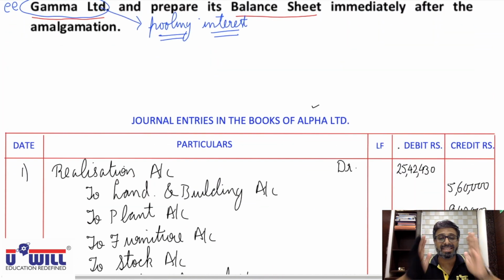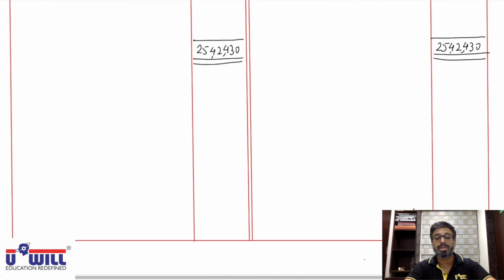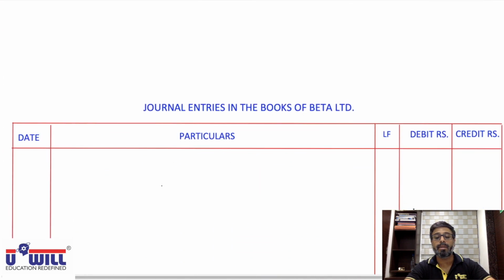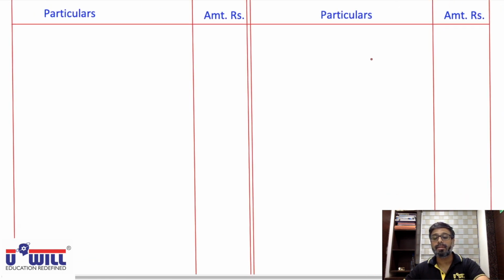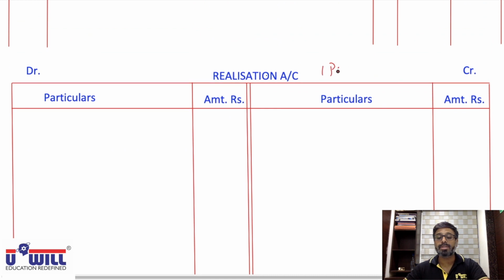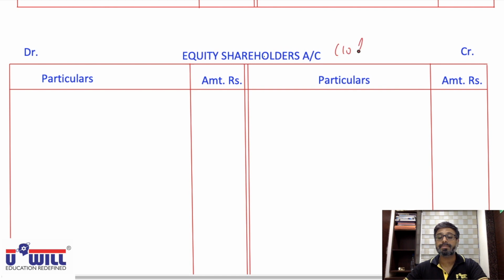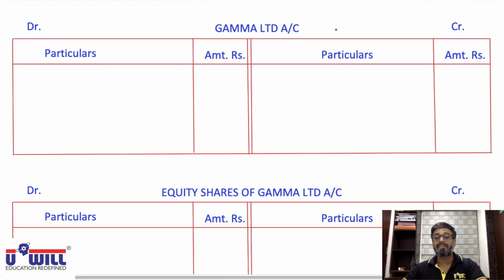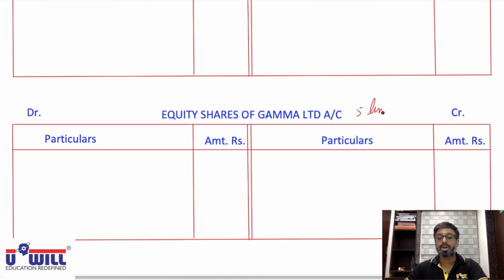Now all of you pause the video. I repeat, don't see it further. Pause the video, and as we did this entire procedure in Alpha Limited's books, do the same procedure in Beta Limited's books. Same thing: 1.5 pages format of journal, then realization account 1 page, equity shareholders account 10 lines, 5 lines Gamma Limited account, and 5 lines equity shares of Gamma Limited account.